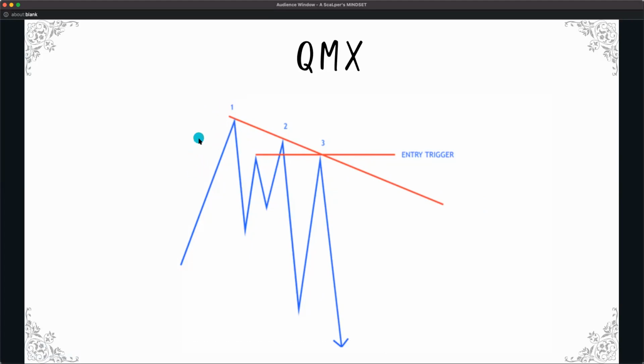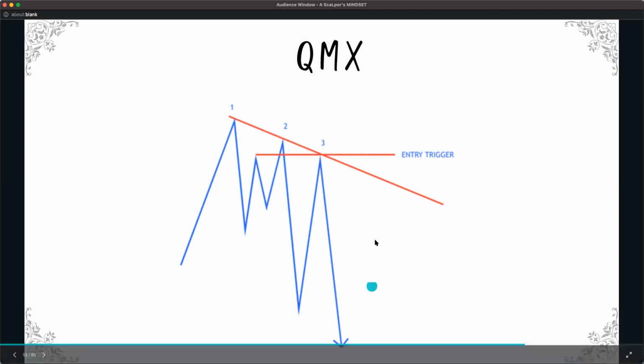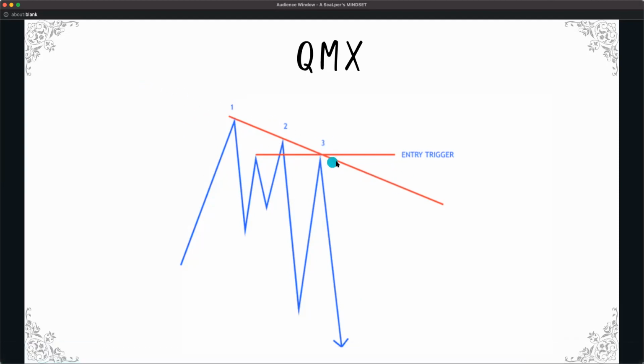Okay, now this can happen many different ways. You can have a QM here break down, and then another QM break down. So it doesn't just have to be a high, right? So this high is here, and then we have a QM in the middle. It could be a QM here, a QM in the middle, and then you take the shoulder.